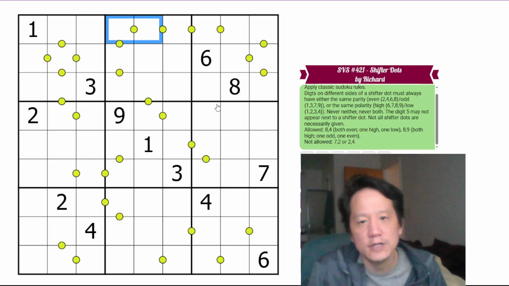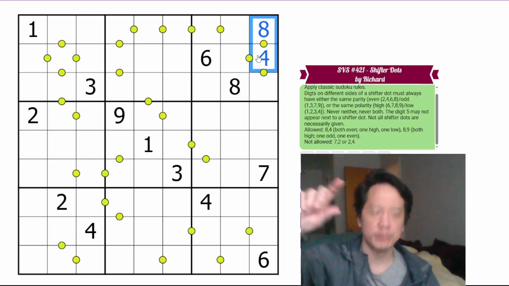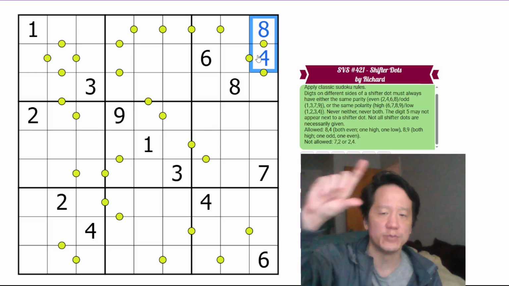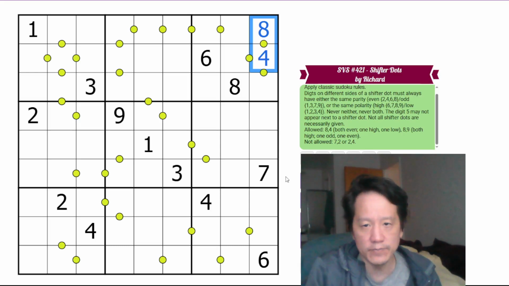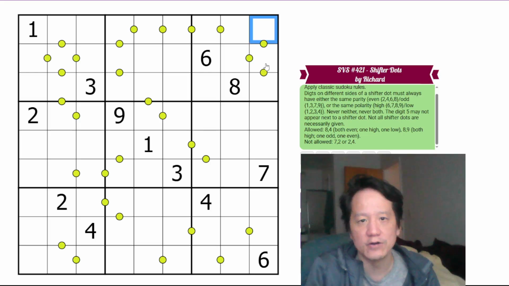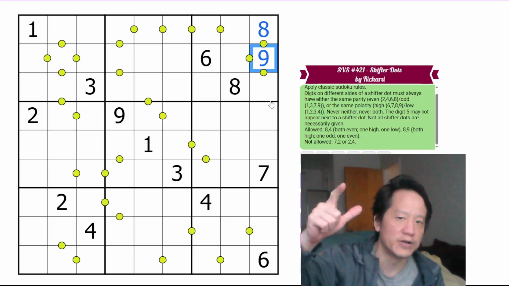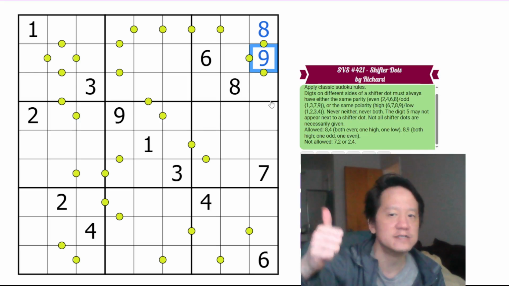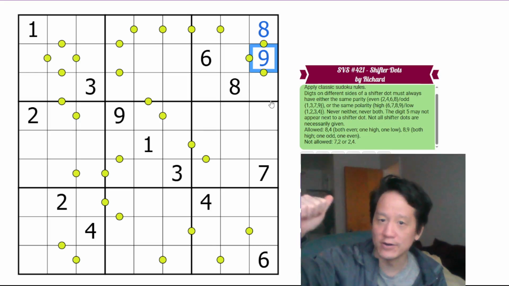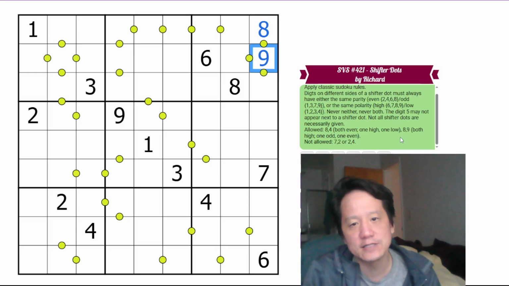So as an example, he says allowed is, say, 8 and 4, because you have the same parity, they're both even, but a different polarity. 8 is high and 4 is low. Also, another one that's allowed is 8 and 9. They have different parity, 8 is even and 9 is odd, but they have the same polarity, 8 is high and 9 is high. So that's an allowed version.